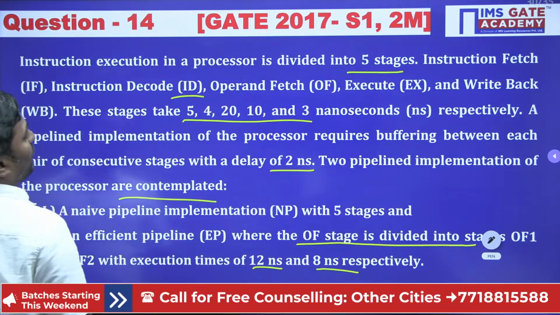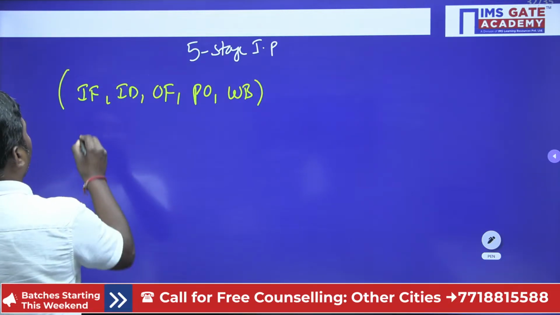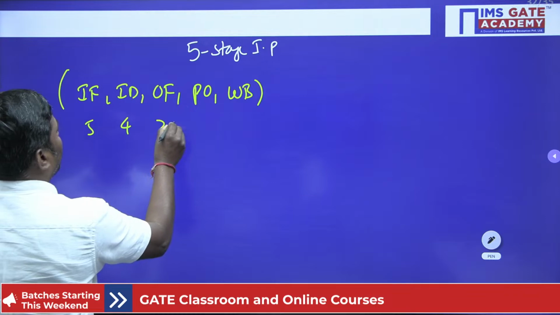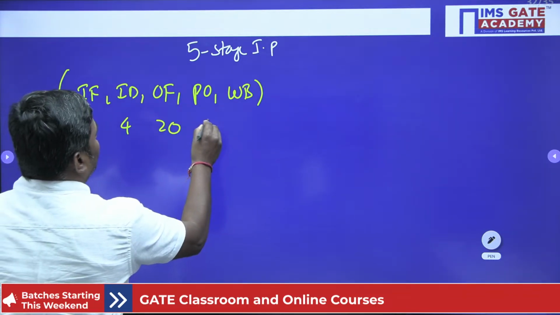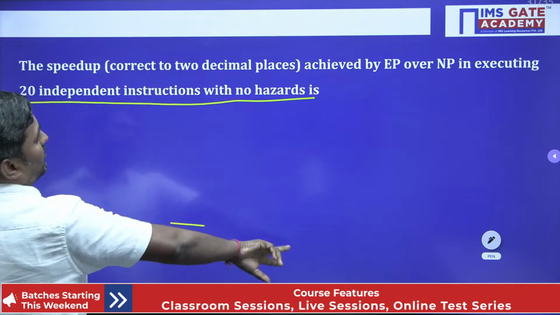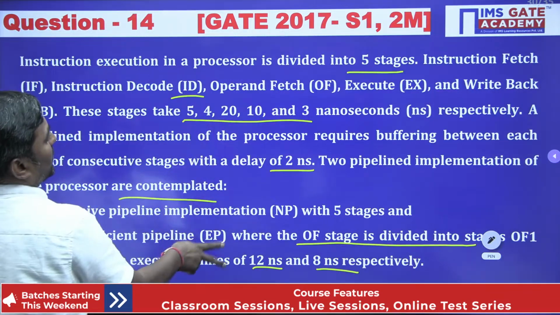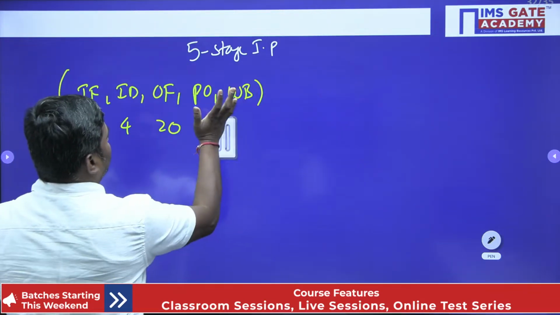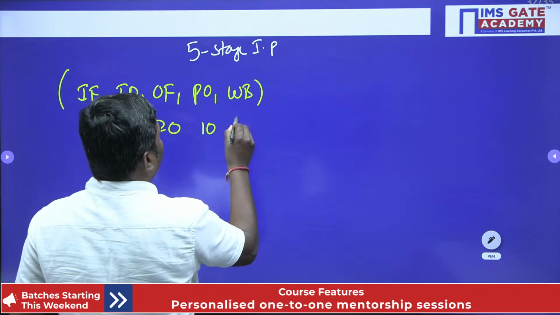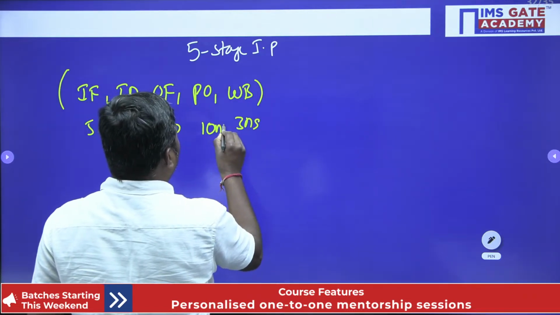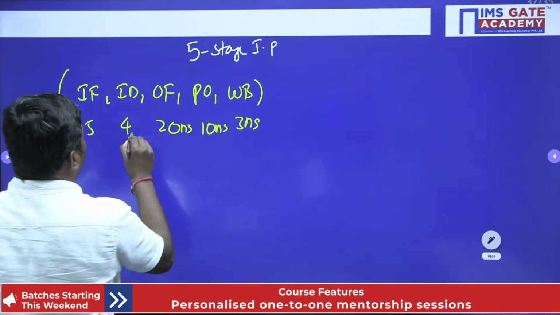Okay. What are the stage delays? Stage delays are 5, 4, 20, 10, 3. 5 nanoseconds, 4 nanoseconds, 20 nanoseconds, 10 nanoseconds, and 3 nanoseconds. All are in nanoseconds.